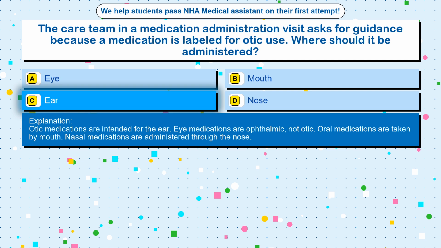Otic medications are intended for the ear. Eye medications are ophthalmic, not otic. Oral medications are taken by mouth. Nasal medications are administered through the nose.